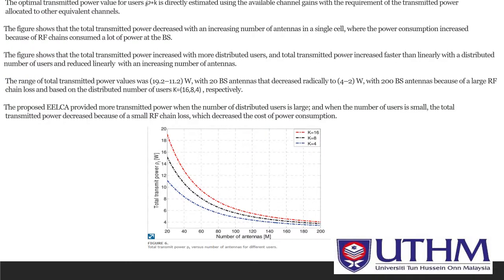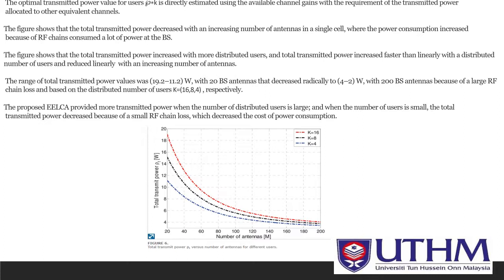And the last one is figure 6, the result for figure 6. The optimal transmitted power value for user K is directly estimated using the available channel gain, with the requirement of the transmitted power allocated to other equivalent channels. The figure shows that the total transmitted power decreased with an increasing number of antennas in a single cell, where the power consumption increased because RF chains consume a lot of power at the BS.